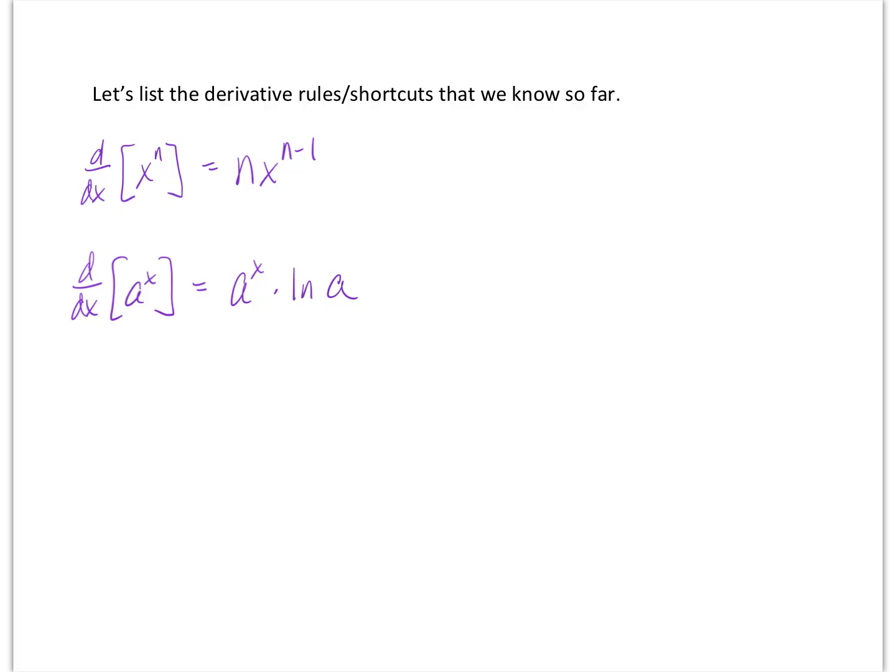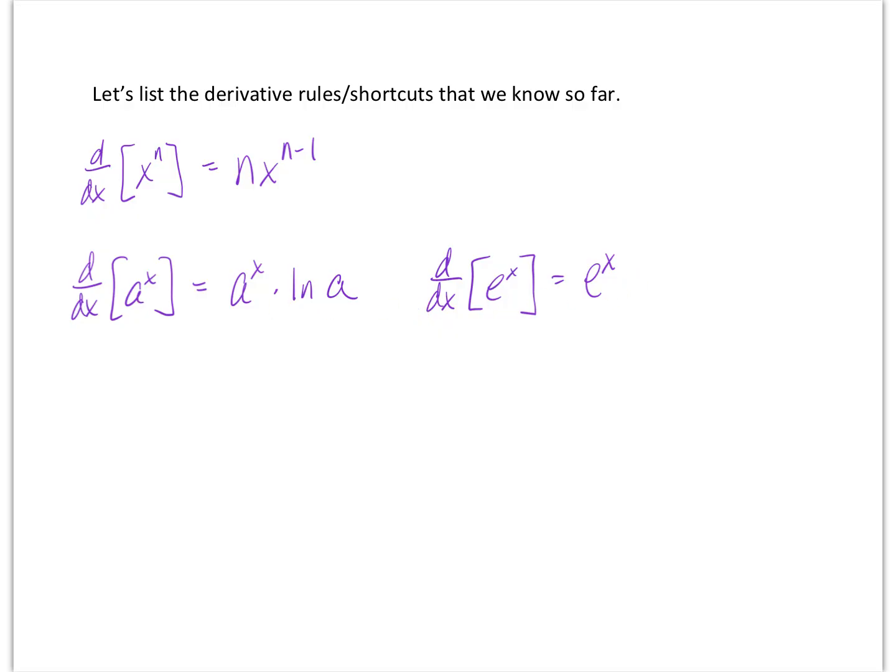And we have a special case of this rule for e to the x. If I just apply the a to the x rule, I would get e to the x times the ln of e, but the ln of e is 1. So e to the x times 1 is just e to the x. So we usually think of this as a special case of this rule. And we say the derivative of e to the x is e to the x.